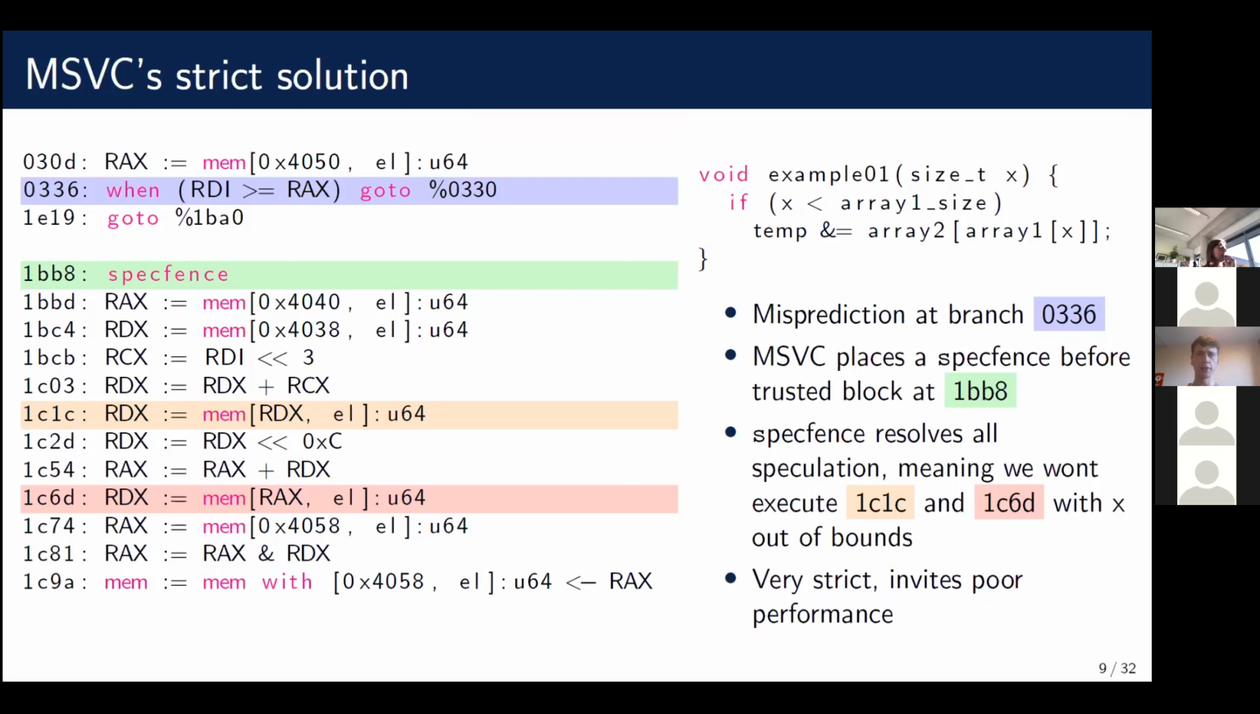So the program is secure. As mentioned previously, though, the vulnerability really only occurs at 1C60. MSVC has placed this spec fence at the start of the trusted block. Preventing speculation over these non-vulnerable instructions sort of invites poor performance. We must not forget that speculative execution is correct behavior, and it greatly improves the performance of modern microprocessors.